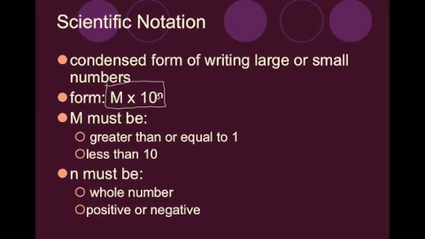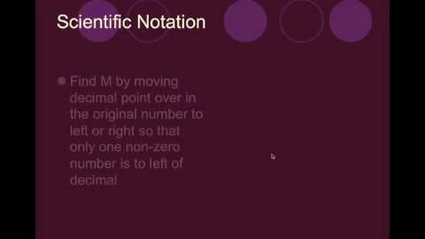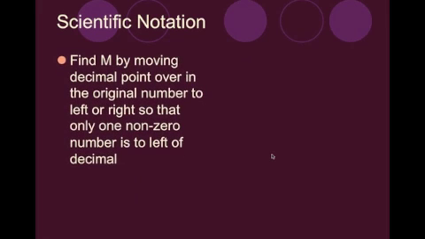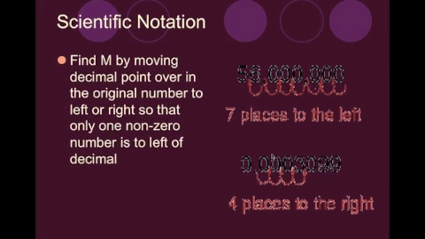Now, m and n are numbers. M must be greater than or equal to 1 and must be less than 10. And n must be a whole number, and it can be positive or negative. Okay? Now, how do we get m? We find m by moving the decimal point over in the original number to the left or right so that the only non-zero number is to the left of the decimal.